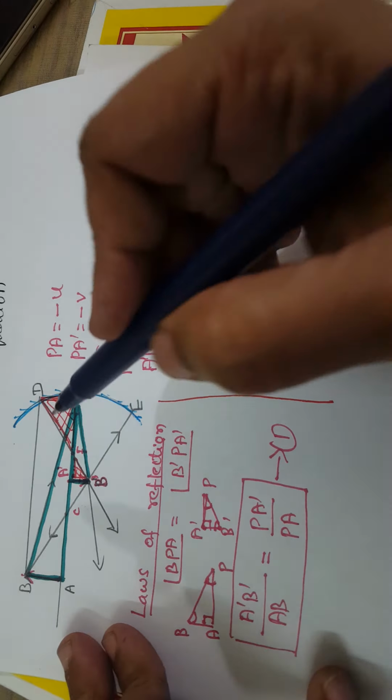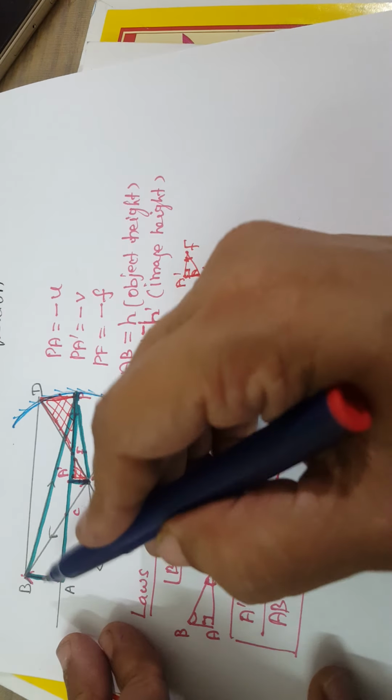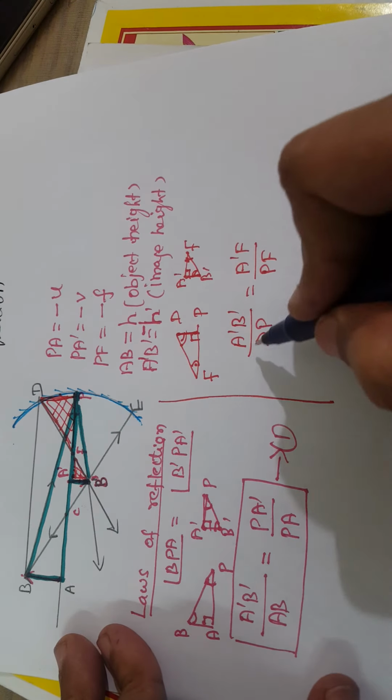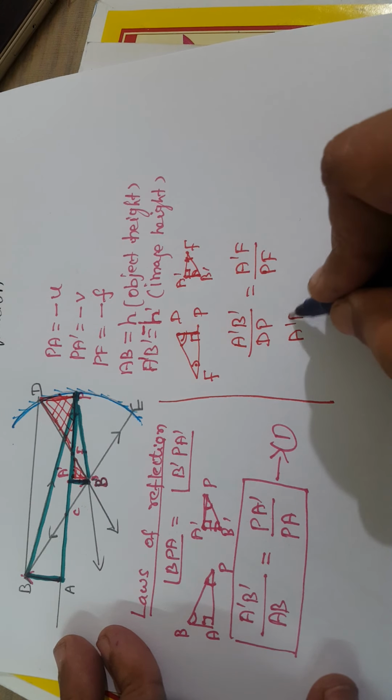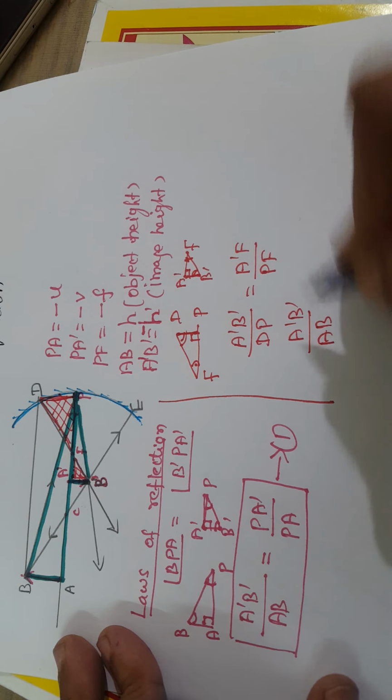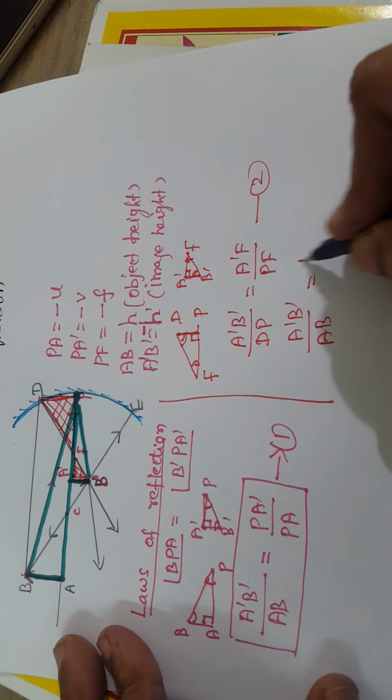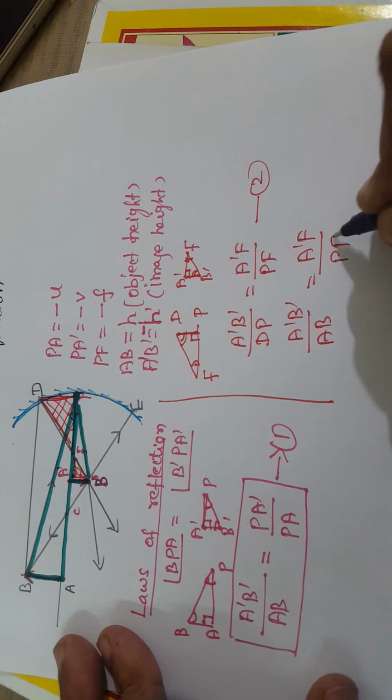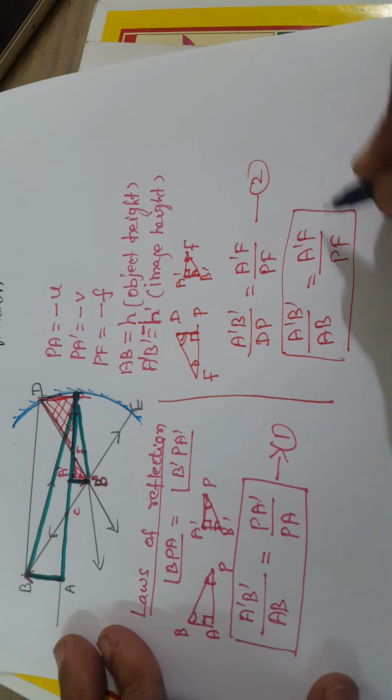Okay, so you can see from the diagram DP is equal to AB, right? So instead of this DP, you can replace it as AB. Let it be equation 2, A dash F by PF. So this is equation 3.